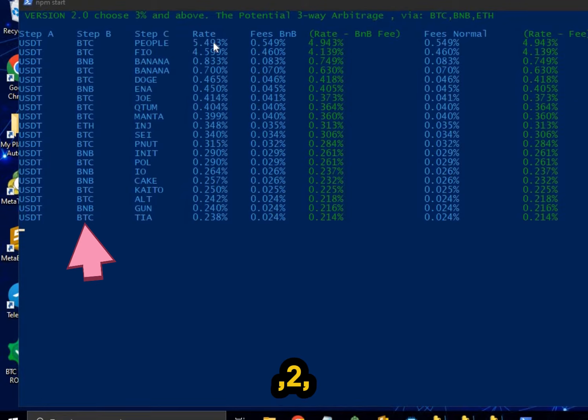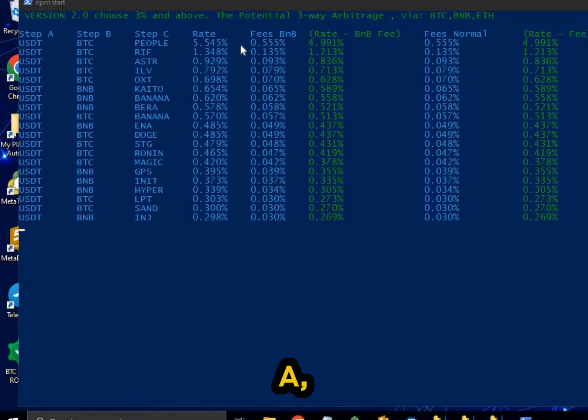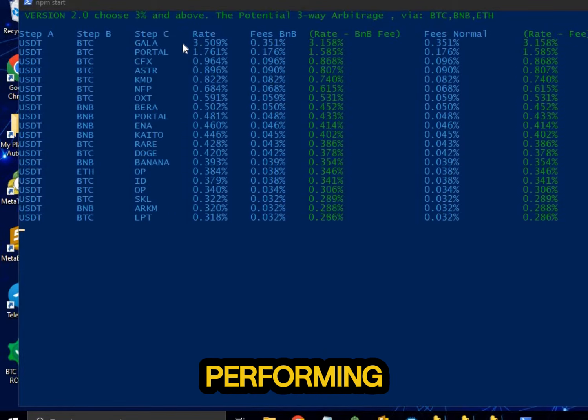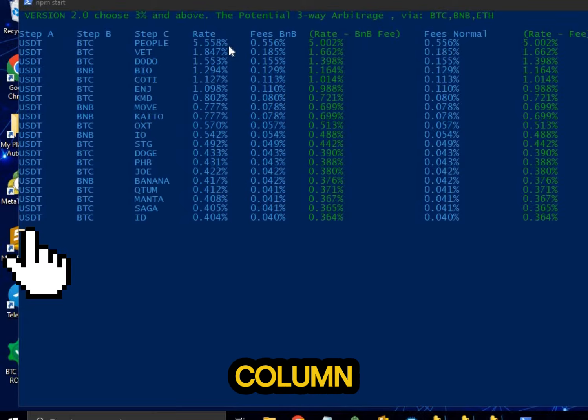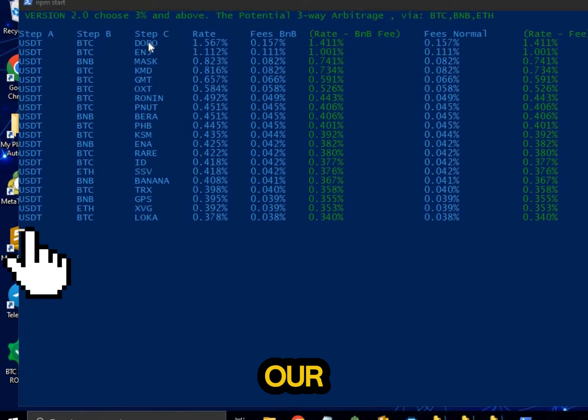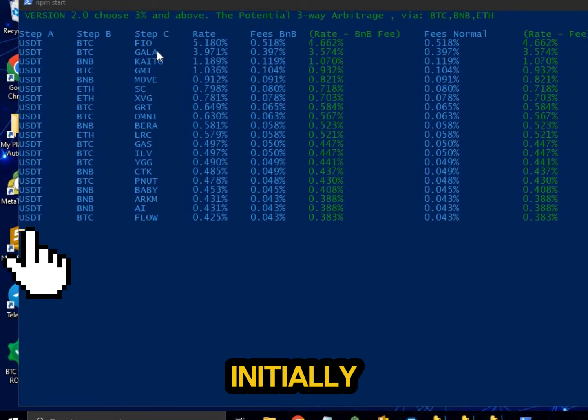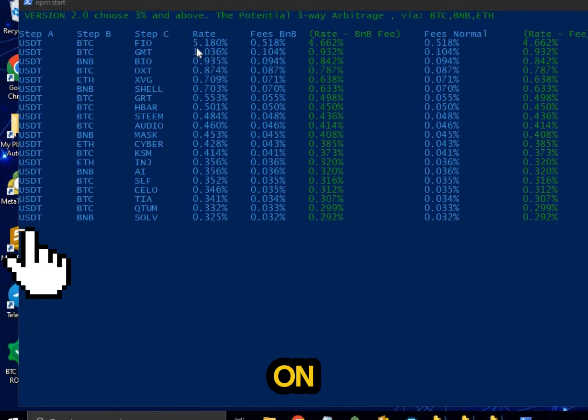Columns 1, 2, 3, or steps A, B, and C makes up the triangle through which we would be performing this arbitrage. The first column, step A, tells us our base trading pair, which is USDT. Our funds must initially be in USDT on Binance.